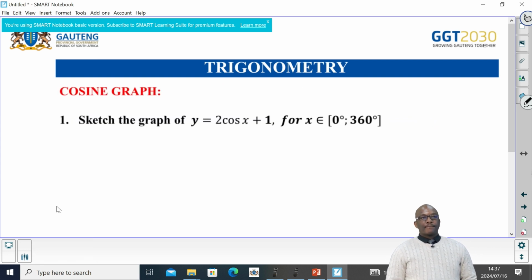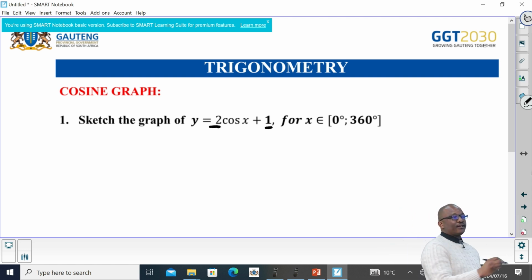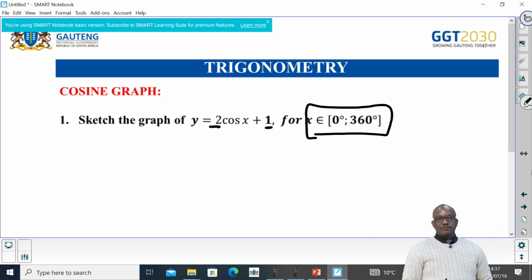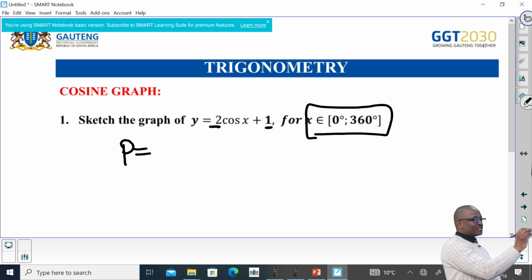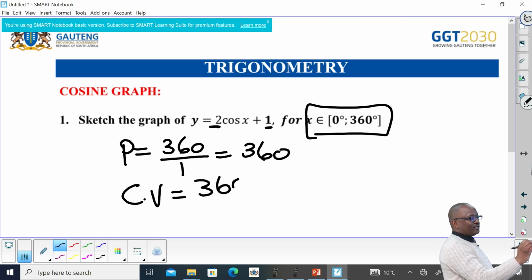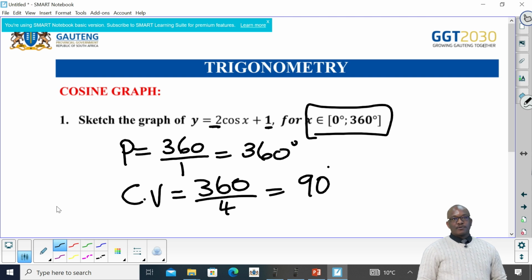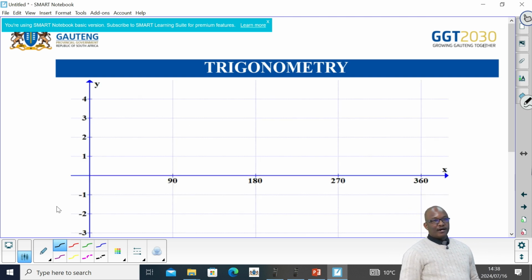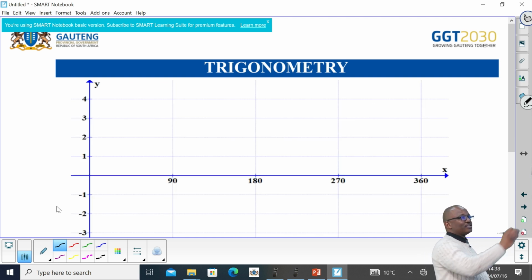Correct. So now, having our graph of cos, cos has the effect of 2 and 1. And we still draw the graph from 0 to 360. So it is always advisable to start with the period. Then we'll divide it by 1, which is the ghost 1, the value in front of x. Then you will get 360. Then when you want your critical values, you'll say 360 divided by 4, which is going to be 90 degrees.